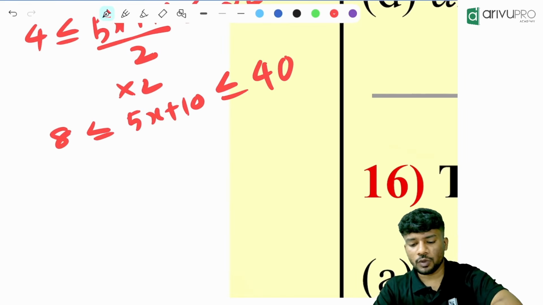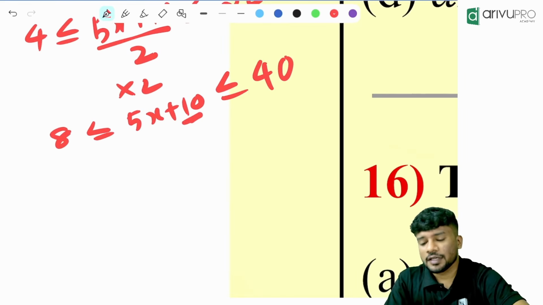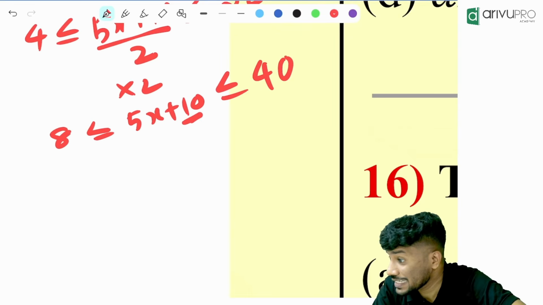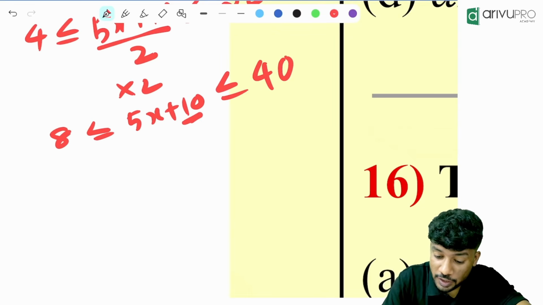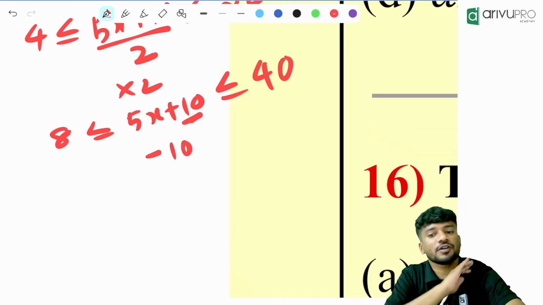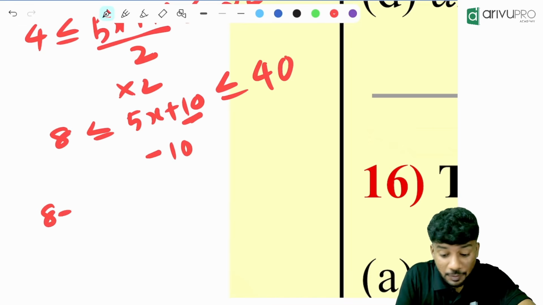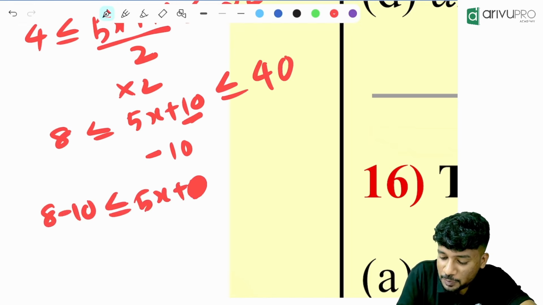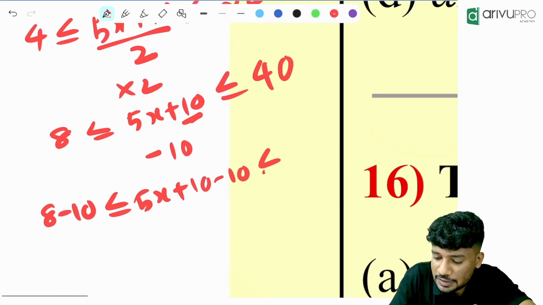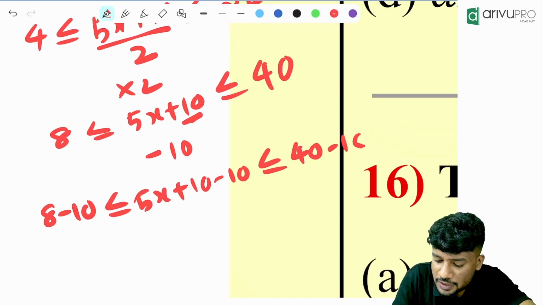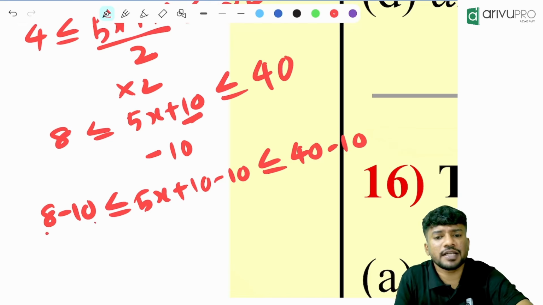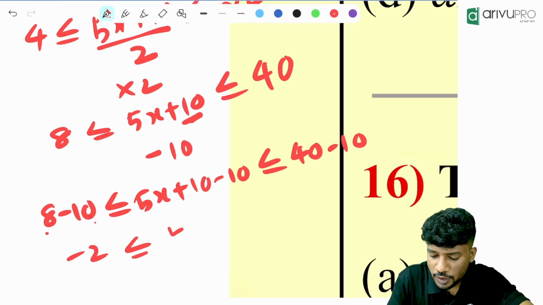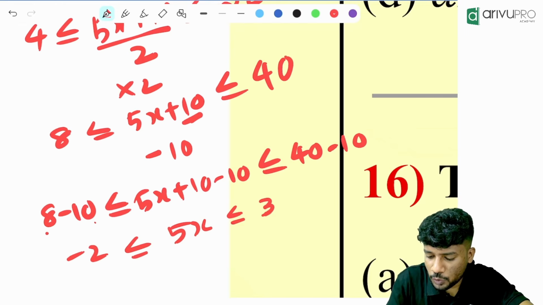Okay. Now, what is the next step? What will you eliminate next? You need to reduce that 10. How to reduce that 10? You will subtract 10 from all the sides. That means 8 minus 10 less than or equal to 5x plus 10 minus 10 less than or equal to 40 minus 10. It will become what? 8 minus 10 is how much? Minus 2 less than or equal to 5x less than or equal to 30.